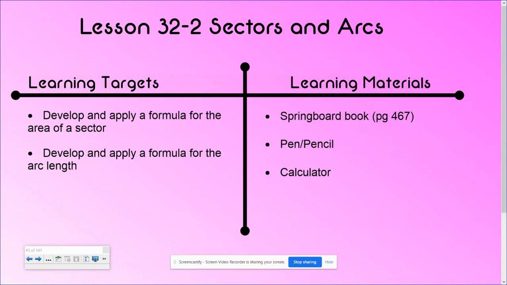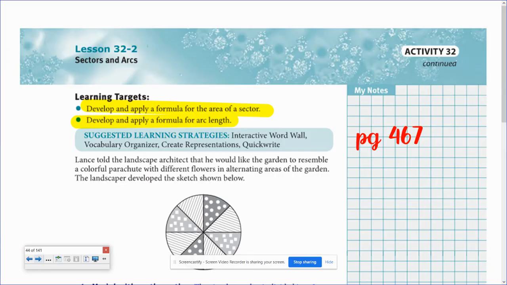Lesson 32-2 is going to talk about sectors and arcs. So what we're going to be doing today is coming up with formulas and applying those to find the area of a sector, and also coming up with a formula and using it to find the measure of an arc length. So we're starting in your Springboard book, page 467.